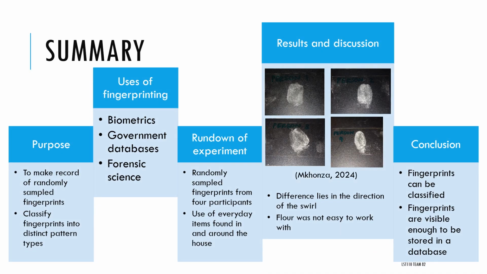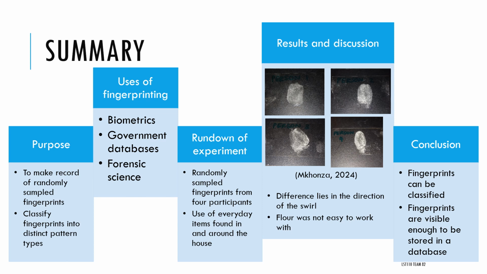The main purpose of this experiment was to make a record of randomly sampled fingerprints in the hopes of classifying them into their distinct categories and to determine whether fingerprints can be classified under one of the 8 fingerprint patterns found in Annexure A. Classifying fingerprints into their types makes it easier for certain institutions to store information in a database. Such information can then later be used for crime scene investigations, biometrics, as well as forensic sciences.